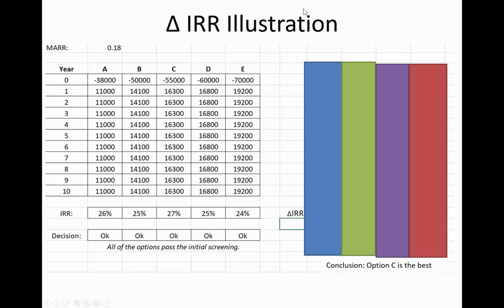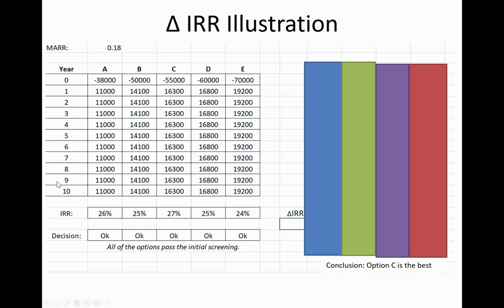Thought I heard something. All right, so you do the IRR function on the entire cash flow, and you can see for option A it's 26%, and since that's greater than the 18% minimum, it passes the initial screening. And so we do that for all 5 of the options. Now, you can see that there's different colors here, and that's because we do the incremental analysis in phases. We only compare 2 at a time. We don't know yet what all of the comparisons are going to be. It's kind of like a matchup or a contest.